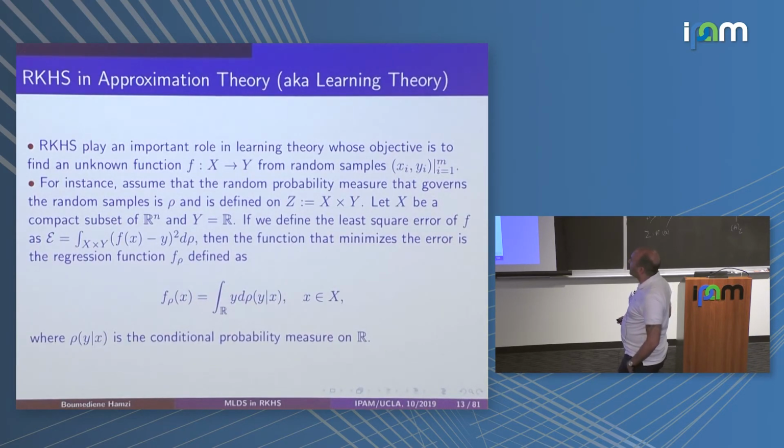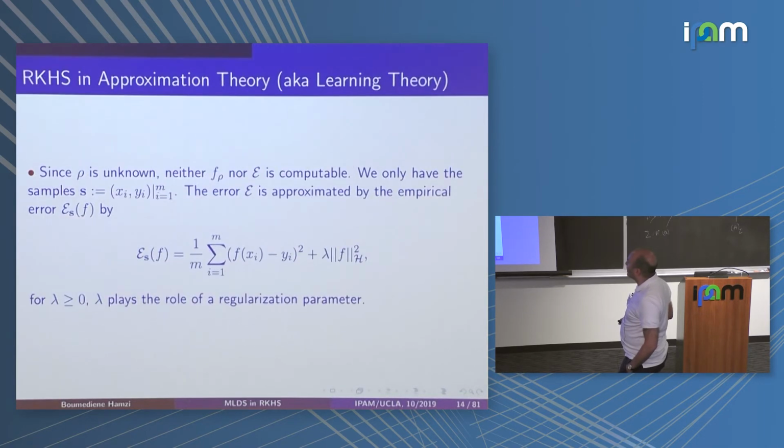So RKHS are useful in function approximation. So if we have a function f from X into Y, from random samples x_i, y_i, so we have the samples and we want to find the best estimate of f. So we are going to set up a criterion that we want to minimize. So this would be the formal solution of the approximant, except here that we don't know rho and we don't know f_rho, so it's hard to compute f_rho.